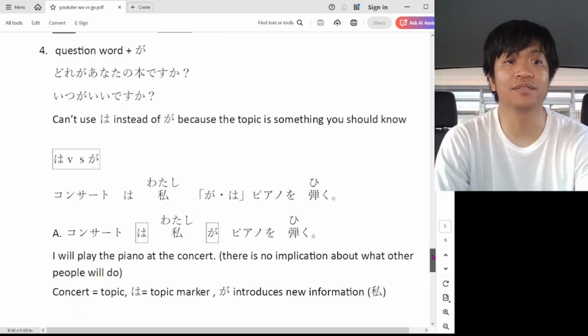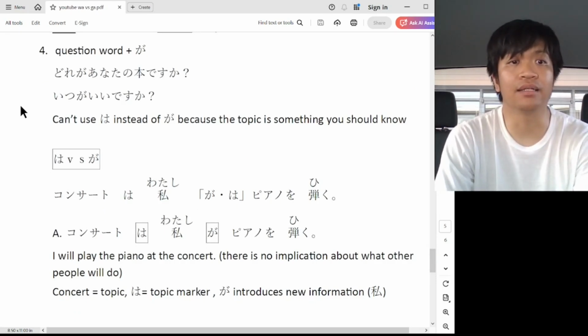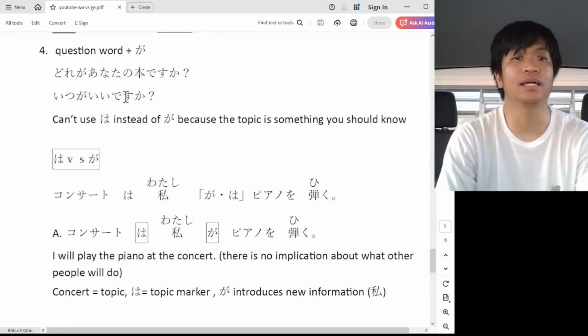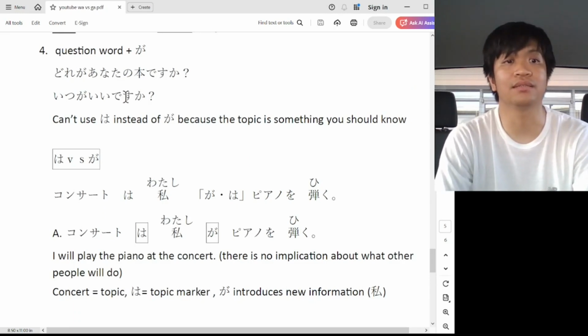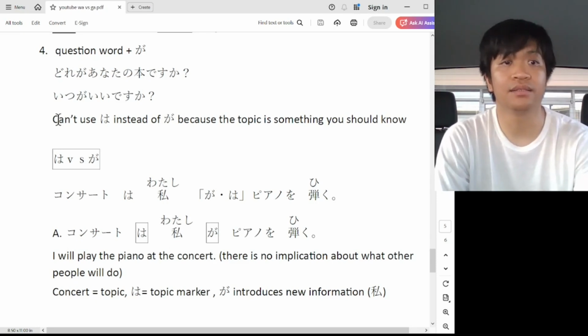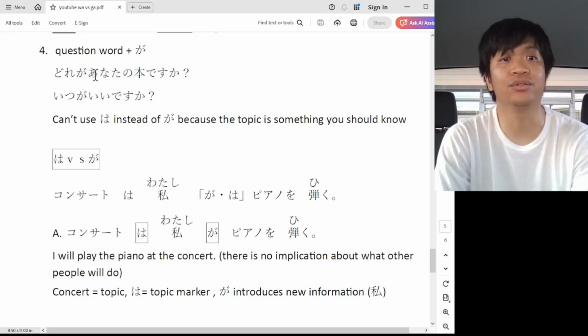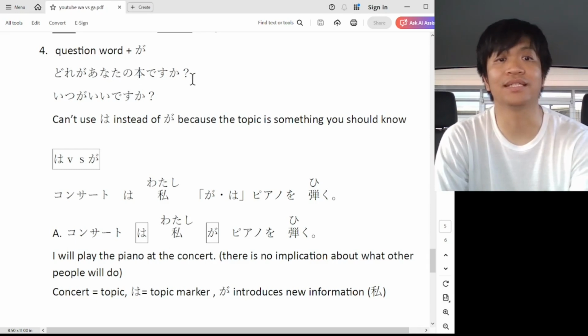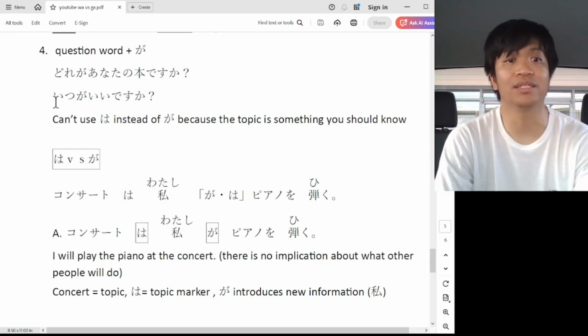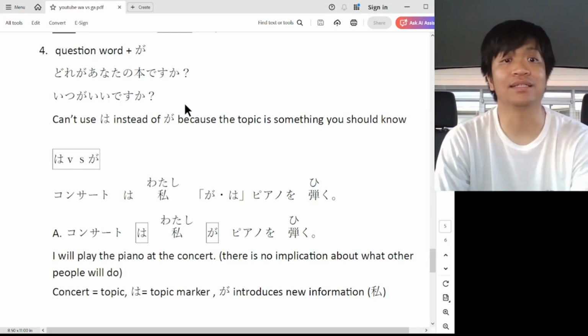Last one, function 4, question word plus ga. So, どれがあなたの本ですか? Or, いつがいいですか? Here you have the question word. So, which book is yours? どれ is the question word. Ga, あなた, your book ですか? Which one is your book? Or, いつ, when. That's the question word. When ga いいですか? When is good?